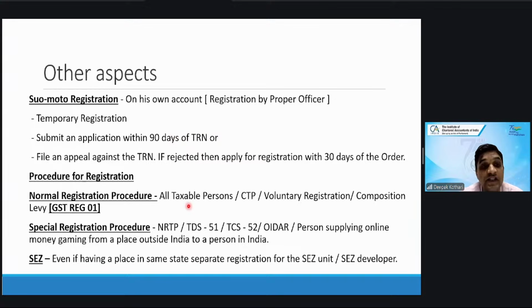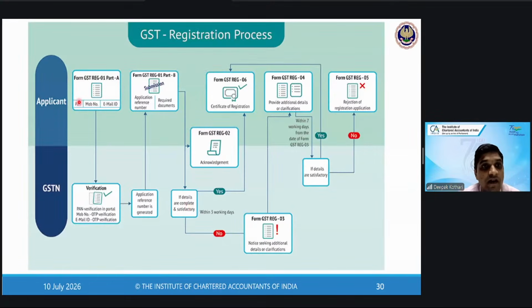Now we'll see the procedure for registration. The applicant will make an application in Form REG01, Part A. It will have three details. No department intervention is required. You will mention your PAN. The PAN number will get validated with the number in the portal, and that same name will appear here. The mobile number will be authenticated with an OTP. For the email ID, again one OTP will be sent to the email ID, and once you verify it, this first step is completed.